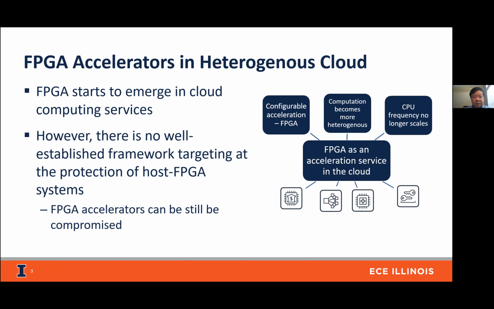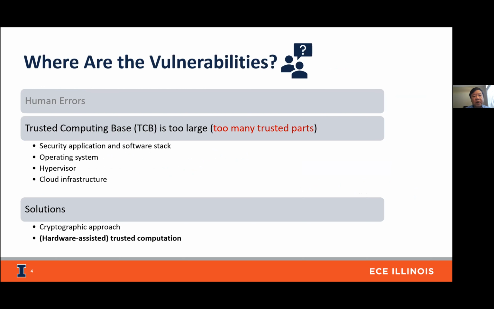However, for this talk, we'll focus on security involving FPGA. So where are the vulnerabilities? We always have human errors. Hopefully the higher design productivity, using high-level languages, can help us reduce human error. But the second main issue is the trusted computing base, the TCB, which is too large. That means the attack surface is pretty big.